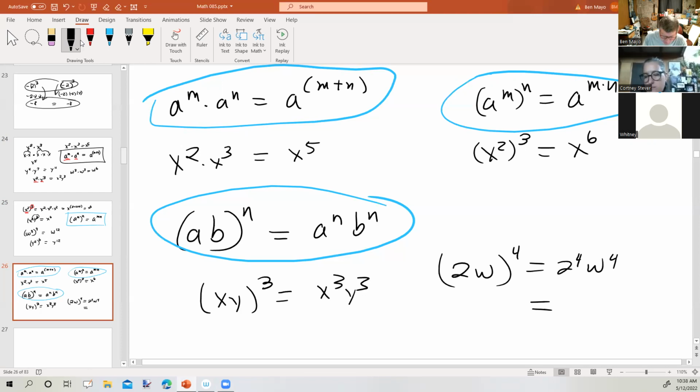This one we can take further. 2 to the 4th power is 16. So we get 16w to the 4th power. So again, if we have a product raised to a power, we take the power and attach it to each factor of the product. All right. Any questions about that? Okay.